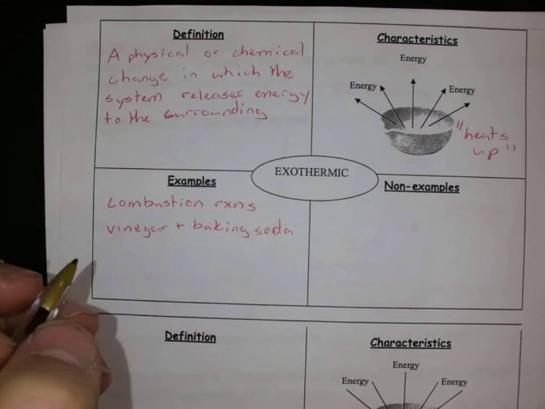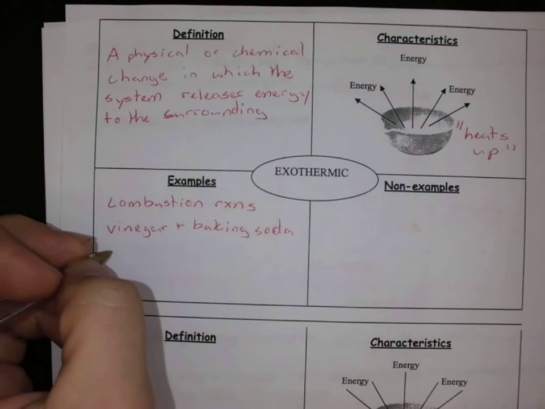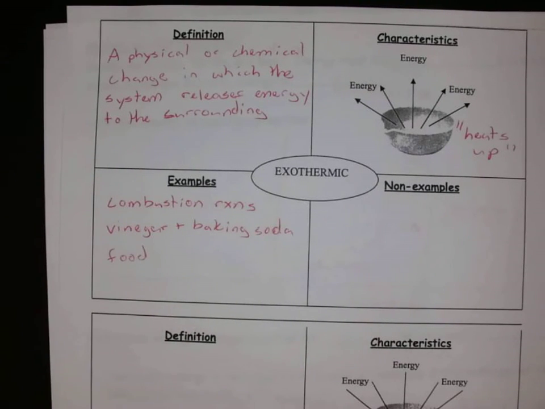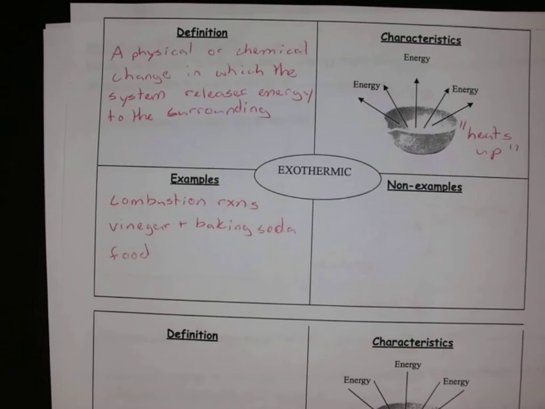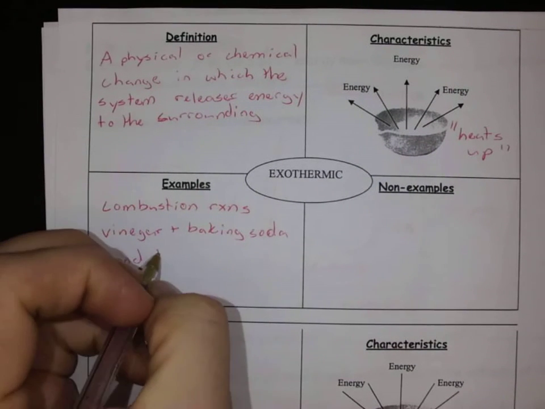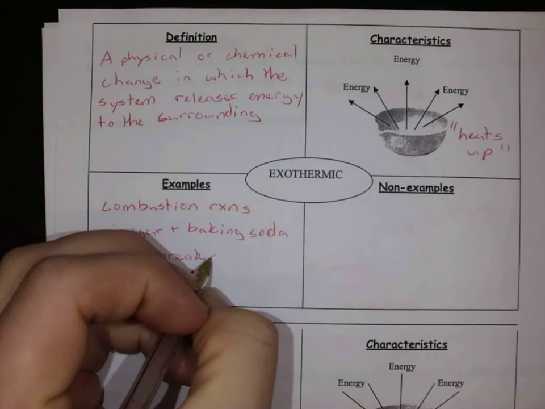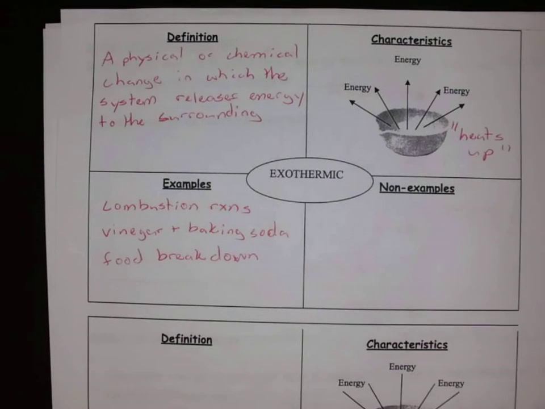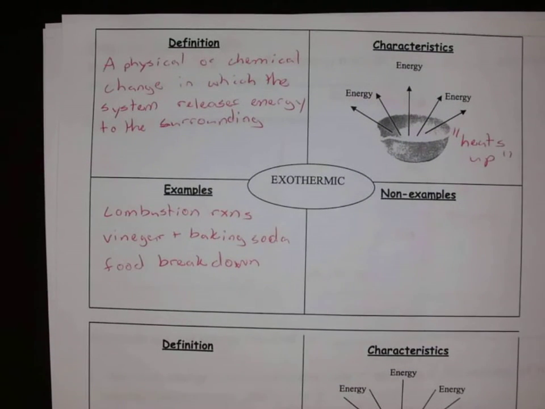Okay, we could also think about our food, right? We have shown that we can burn our food in a combustion reaction in our Cheeto lab, but our body actually does that as well. Okay, so food breaking down is an exothermic reaction. Okay, so what would be some non-examples? Some things that rather than being exothermic, they might be endothermic.